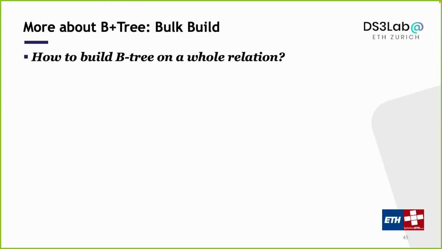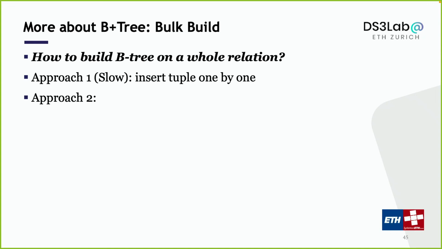Another thing that's interesting is, assuming I have a relation and I want to build a B+ tree, how should I do that? There are two different ways. The first way is kind of slow: for every tuple inside a relation, you insert it into the tree one by one. There's nothing stopping you from doing that, but it's going to be very slow, because for every tuple I insert, I need to find a leaf node and insert it, maybe split the leaf node and update my parent, split again, all these things. It could be very slow.